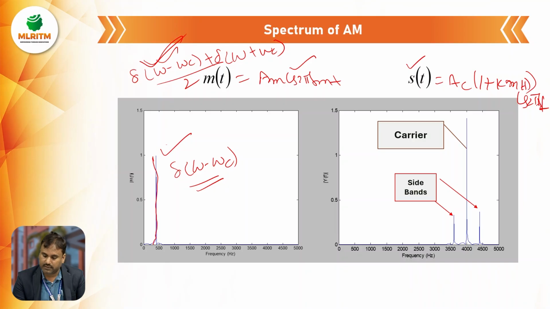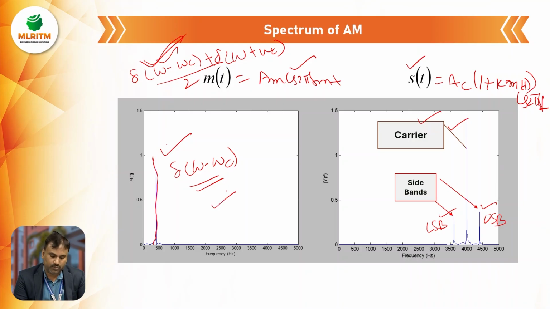So s of t consists of the carrier signal as well as two sidebands, called the upper sideband and lower sideband, and the carrier. That is why this AM can also be called double sideband with full carrier. At the beginning of this lecture we saw different modulation schemes under AM: double sideband with full carrier, double sideband with suppressed carrier, single sideband with suppressed carrier, and vestigial sideband modulations.